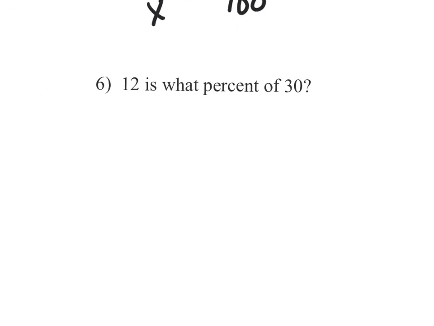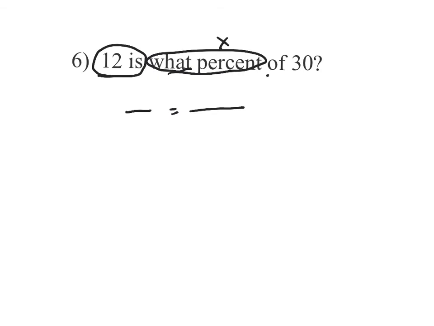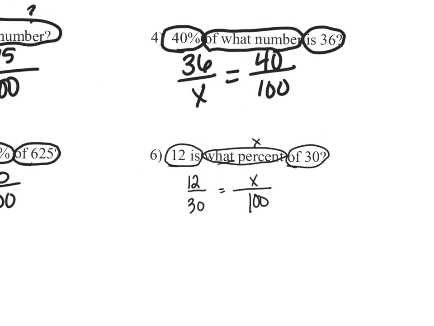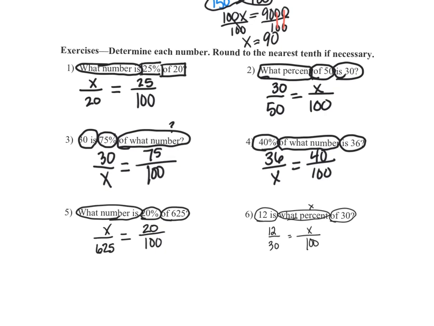And then number 6, right here, where 12 is. Okay, what percent? That's our question mark. Of 30. So what percent's our x? Of 30 is on the bottom and 12 is on the top. Okay, so we just have to be really careful with this wording because it matters how it turns out. Now, it asks you to solve. I want to talk about this one.